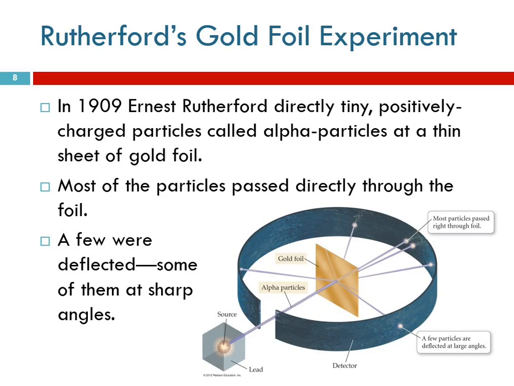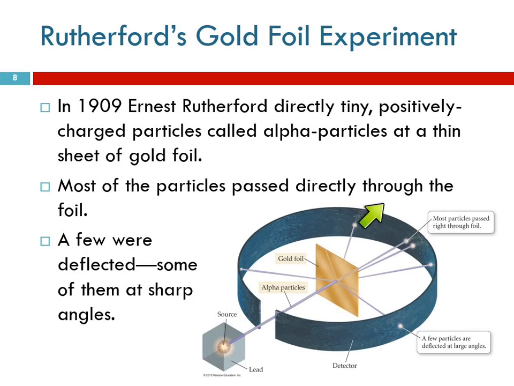Okay, so Rutherford had actually been working for Thomson. I believe he was one of his students. Rutherford was trying to test this model of the plum pudding model of the atom. So he's trying to show that this is correct. He's going to do some experiments and see what happens. What he did is he took some tiny positively charged particles, called alpha particles, and he bombarded a very thin piece of gold foil with these alpha particles.